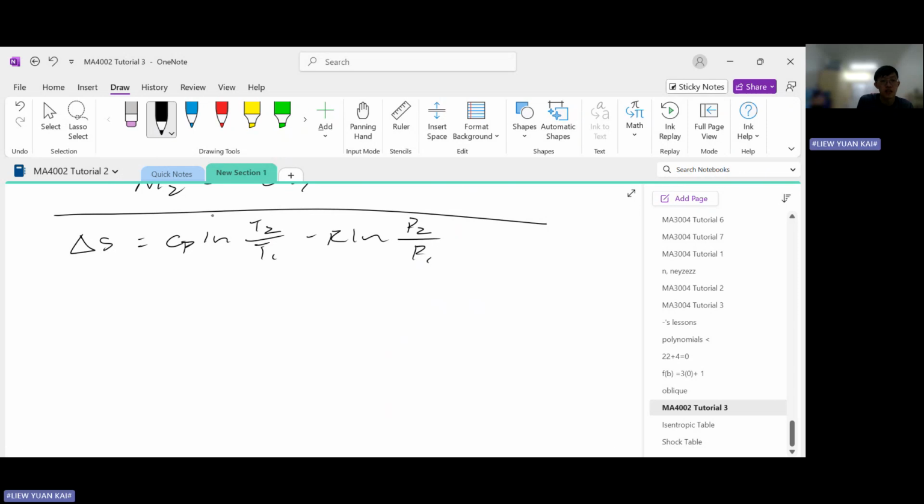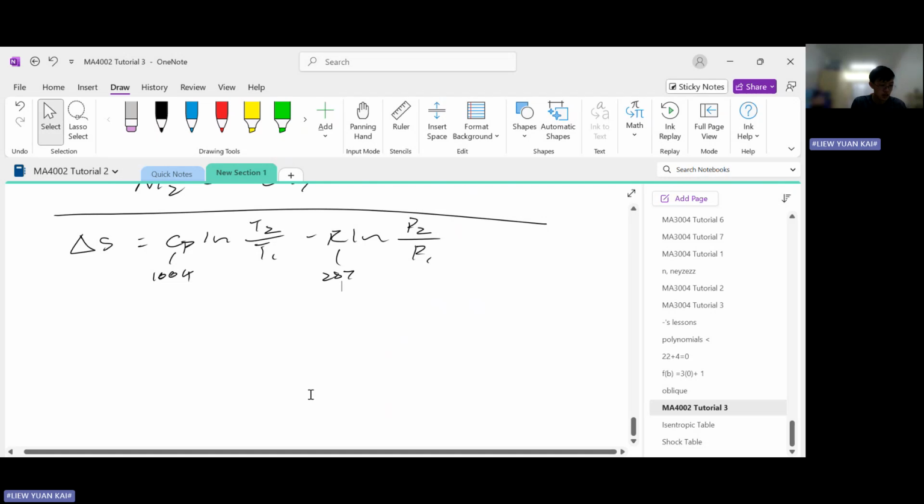Okay, so we need to find T2, T1, P2, P1. Cp and R are known because they are just properties of the air. Okay, so Cp has a value of 1004 in SI units. R has a value of 287. Okay, so all of these are known except the temperatures. So let's go ahead and find the temperatures.